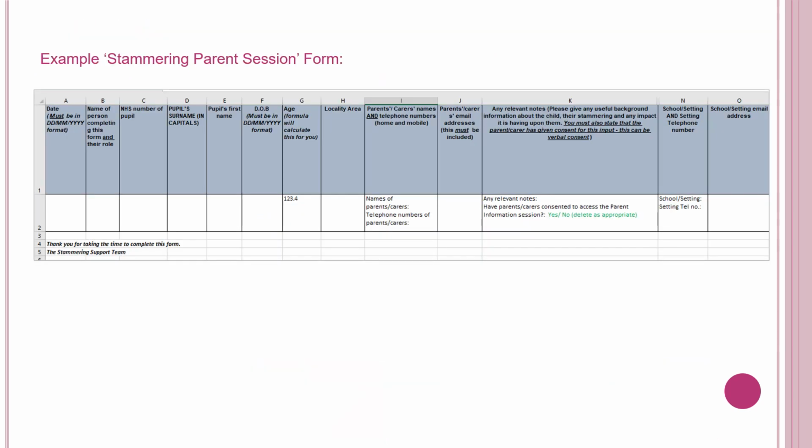This is an example of the Stammering Parent Session form. For pupils who are under 7 years, 6 months, who have not received any support from the stammering team before, this is the form to complete, and it is in your Senko pack.